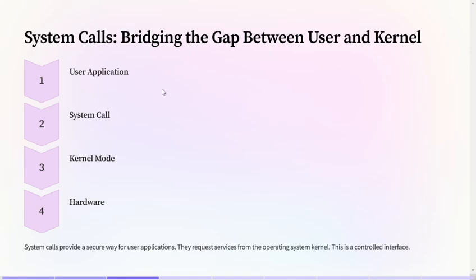Performance consideration of system calls: blocking calls and non-blocking calls. Blocking calls wait until the task completes, for example the read function. Non-blocking calls continue execution without waiting, for example asynchronous API calls.